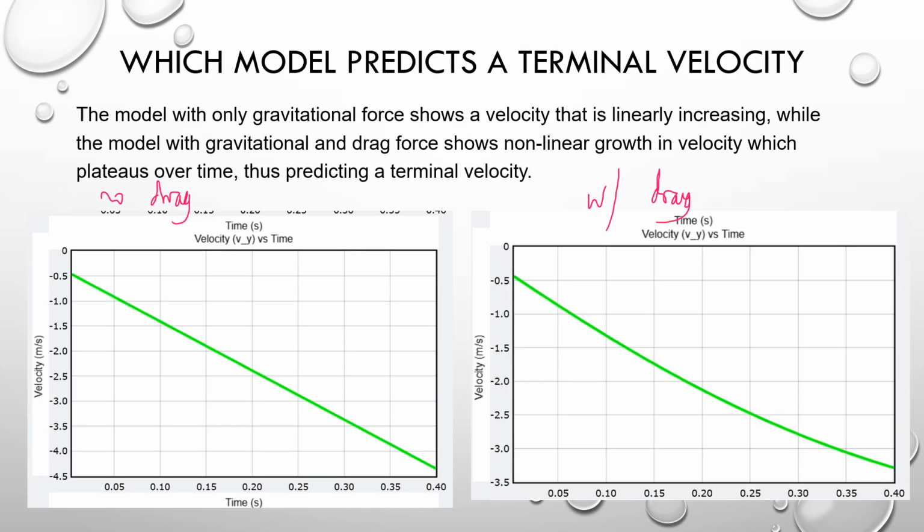To talk about which model predicts a terminal velocity: the model with only gravitational forces shows a velocity that is linearly increasing, while the model with gravitational and drag forces shows a nonlinear growth in velocity, which plateaus over time, thus predicting a terminal velocity. And when I mean linearly increasing, I mean linearly increasing in the negative direction, because obviously it's falling downwards.